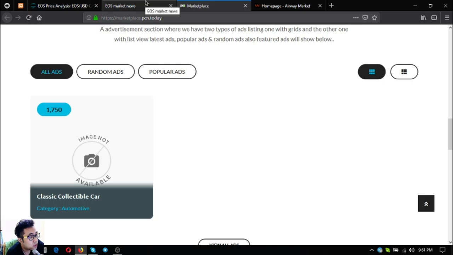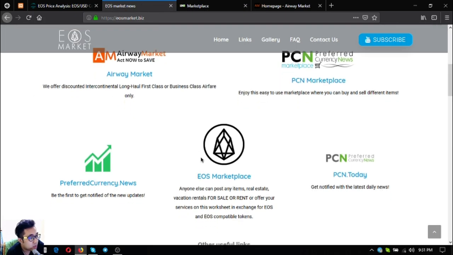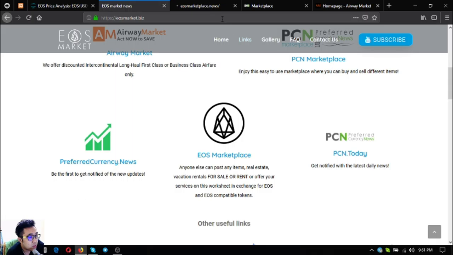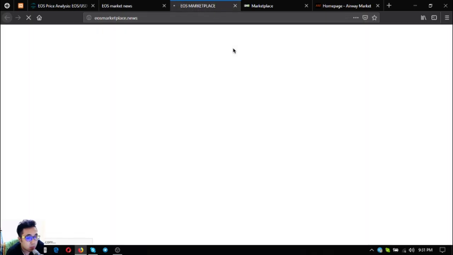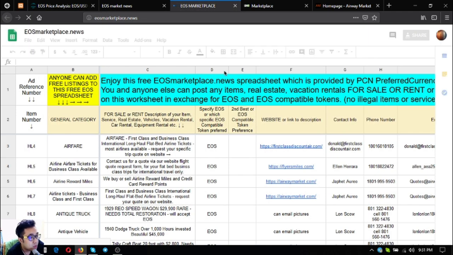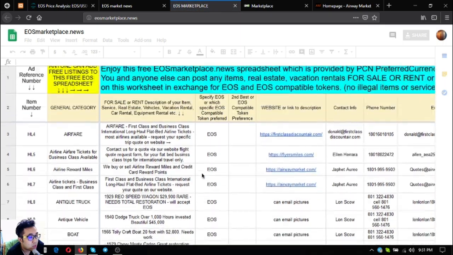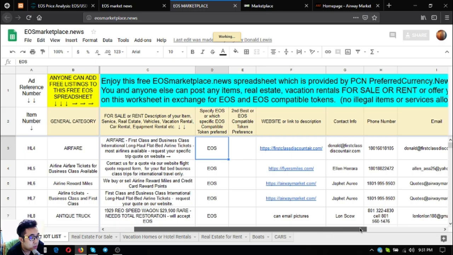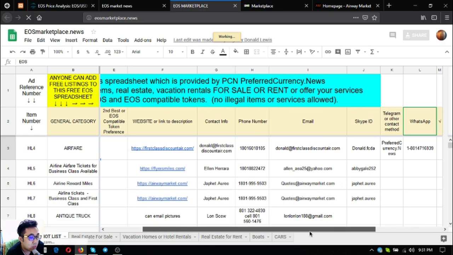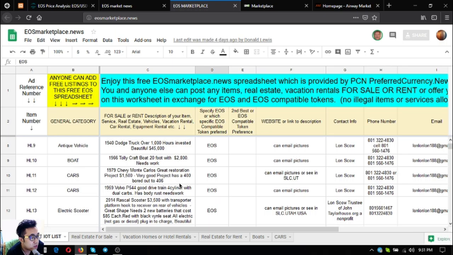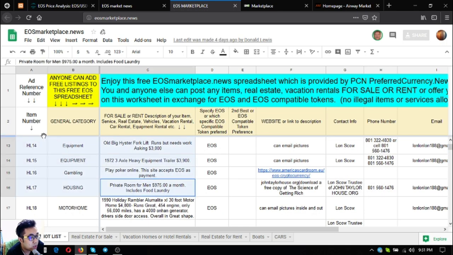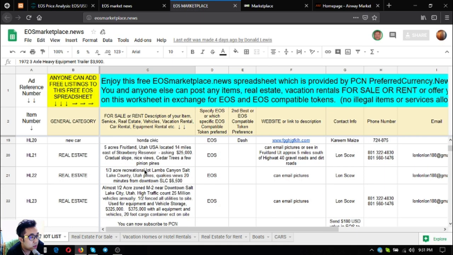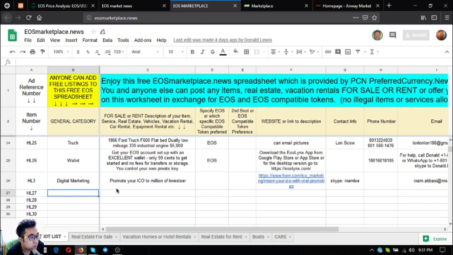The next website is also a marketplace website. It is EOS marketplace.news. As you can see, it is a marketplace website where you can see different listings. There are already different items here, and you can also add your own at the bottom.